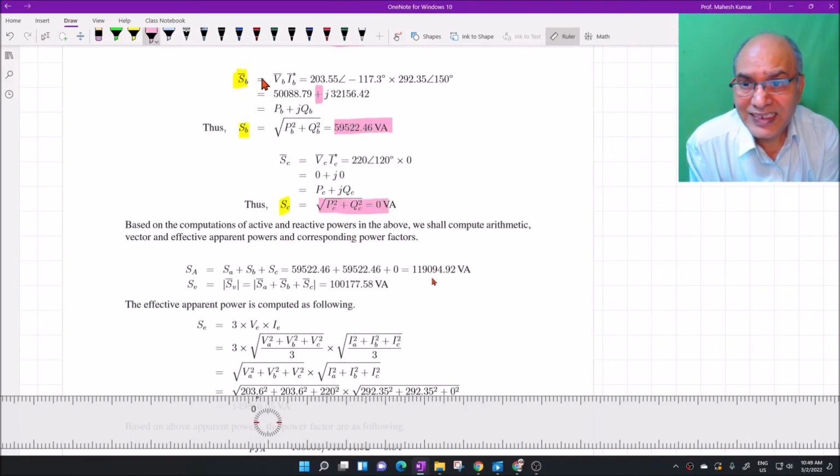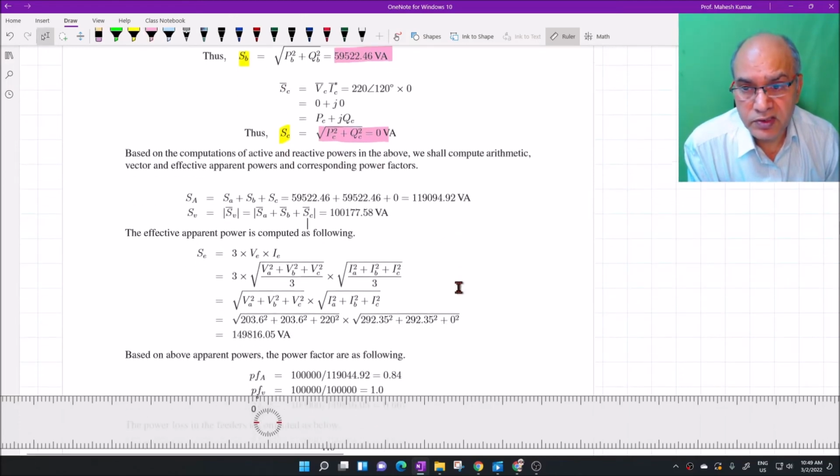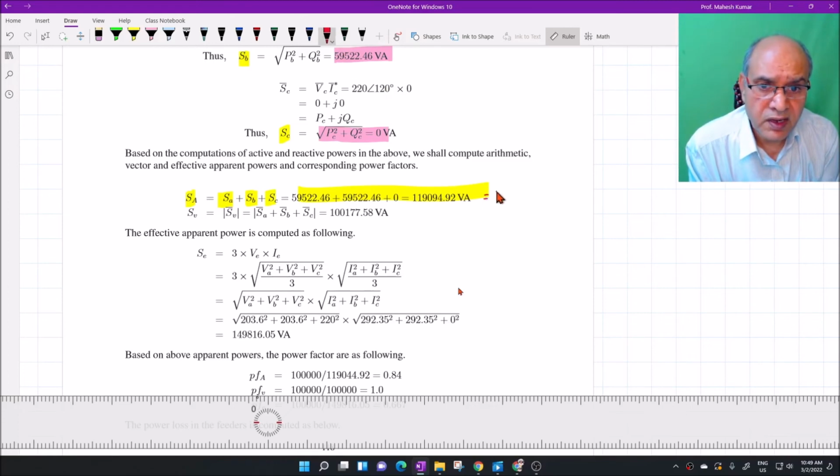So once we know SA, SB, SC, now we can find out the different apparent powers. So what is SA? SA is the sum of SA plus SB plus SC, which is 119 kVA. You can also write it in the form of kVA, 119.09 kVA.